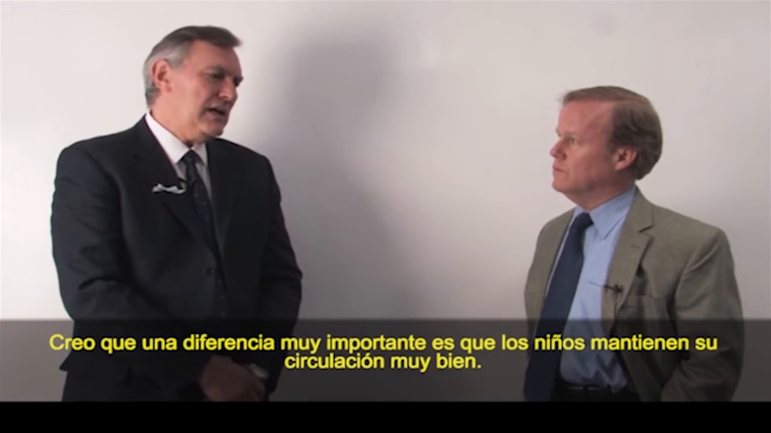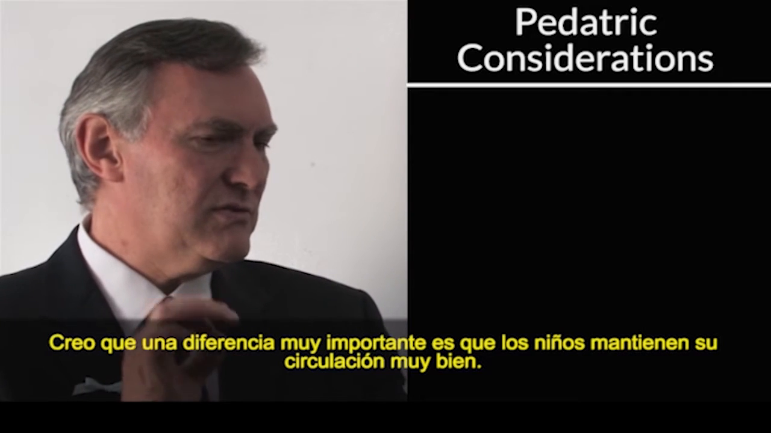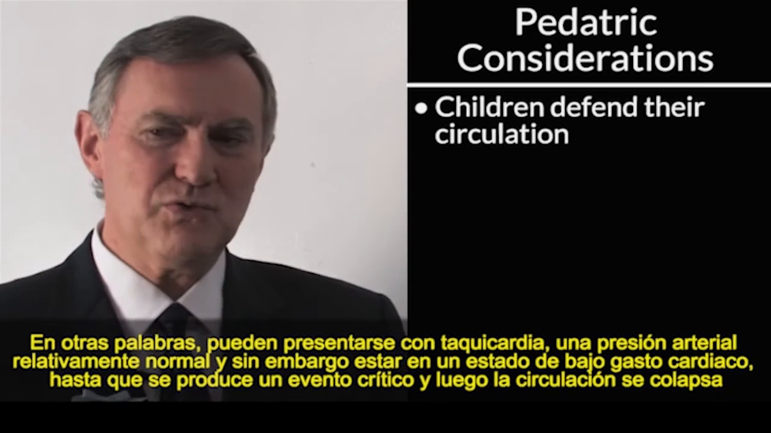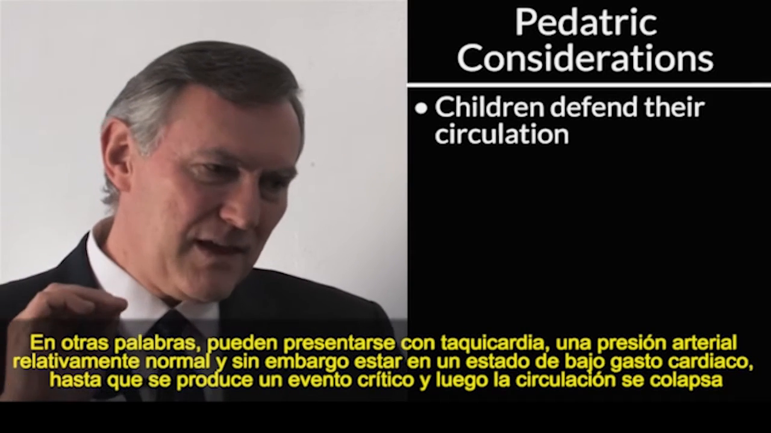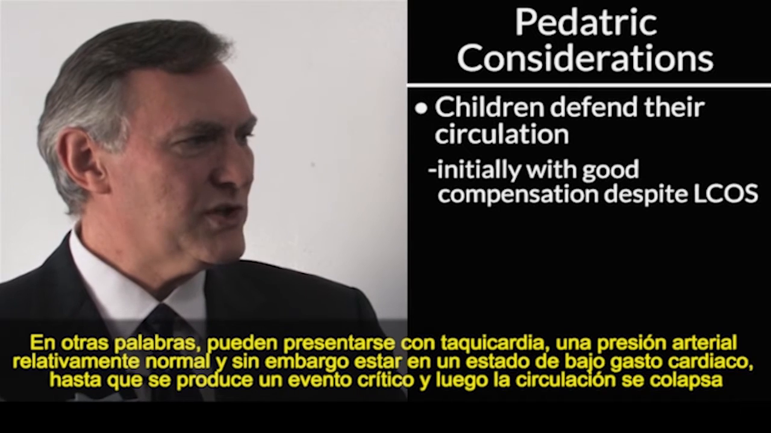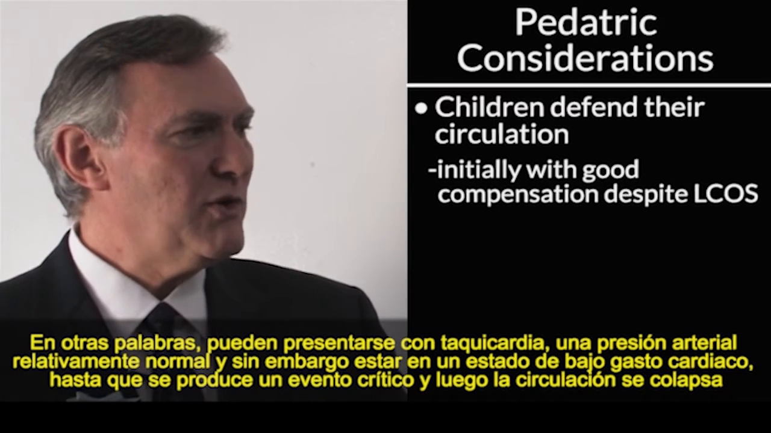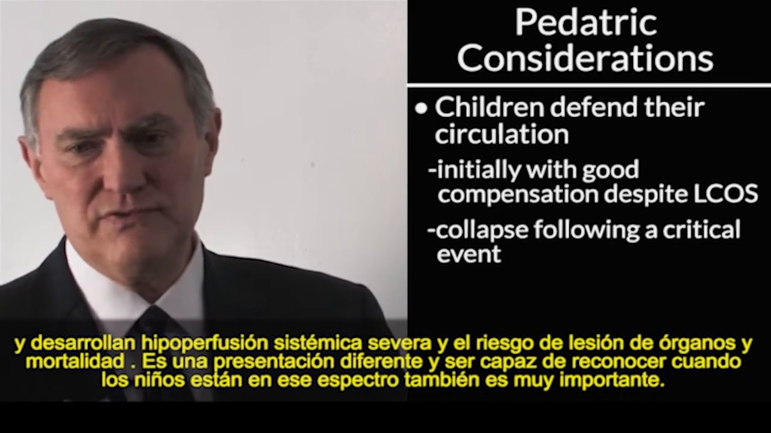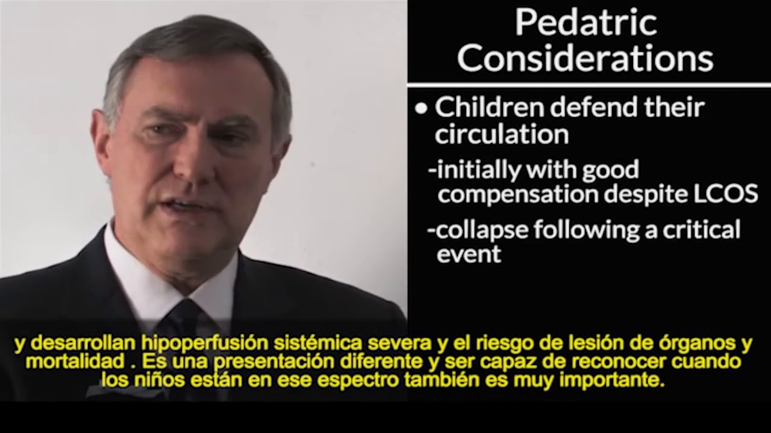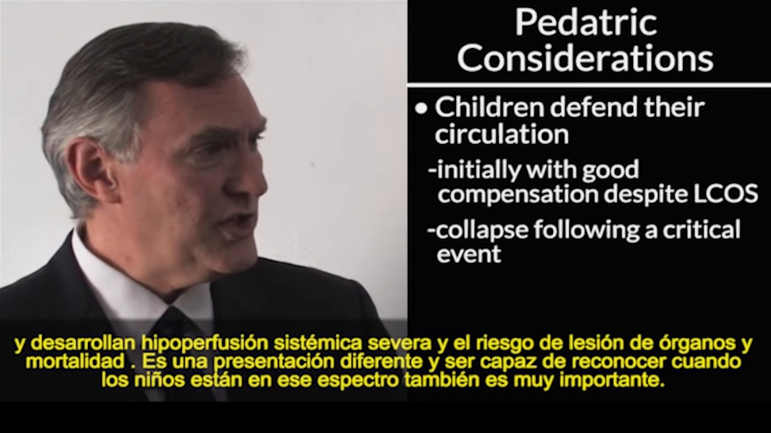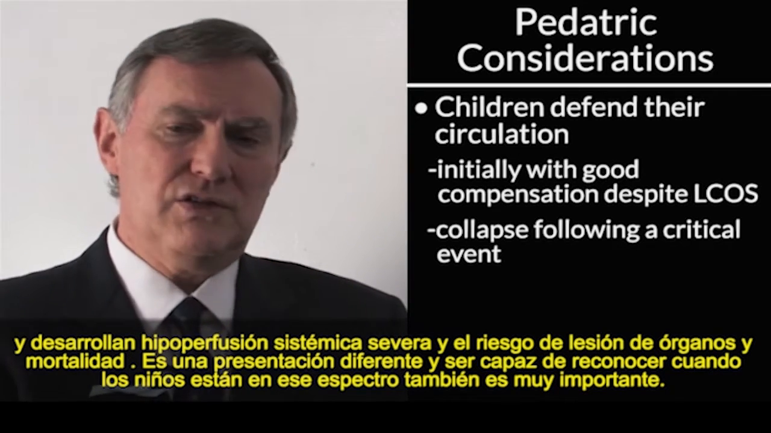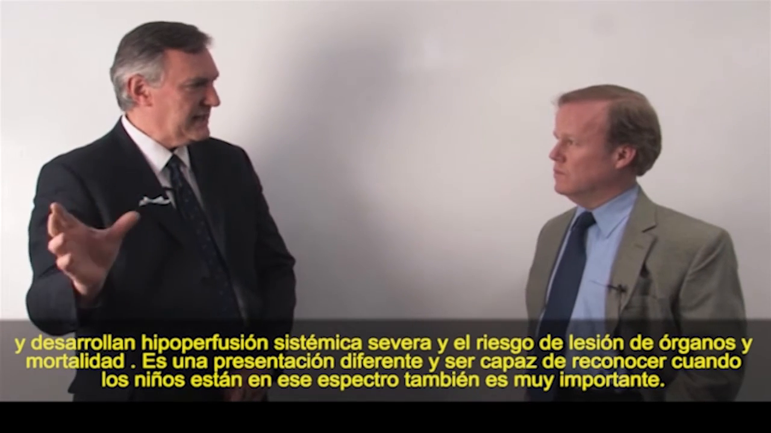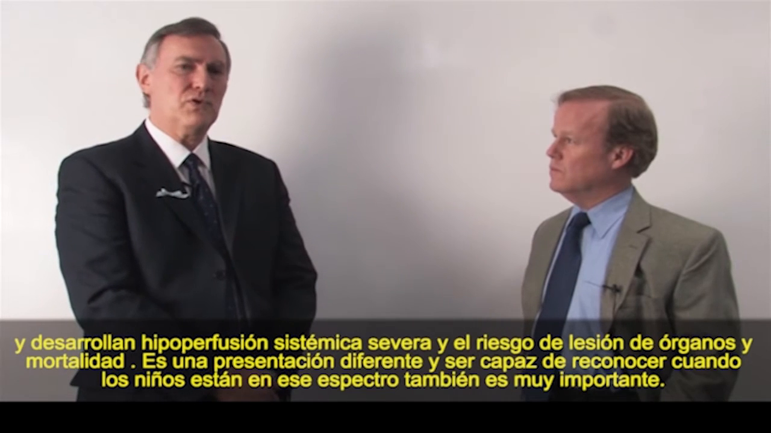I think a very important difference is that children defend their circulation very well. In other words, they can be tachycardic, present you with a relatively normal blood pressure, and yet be in a low output state until a critical event occurs, and then they suddenly collapse and they develop severe systemic hypoperfusion and risk end organ injury and mortality. It's a different presentation, and being able to recognize where children are in that spectrum is also very important.